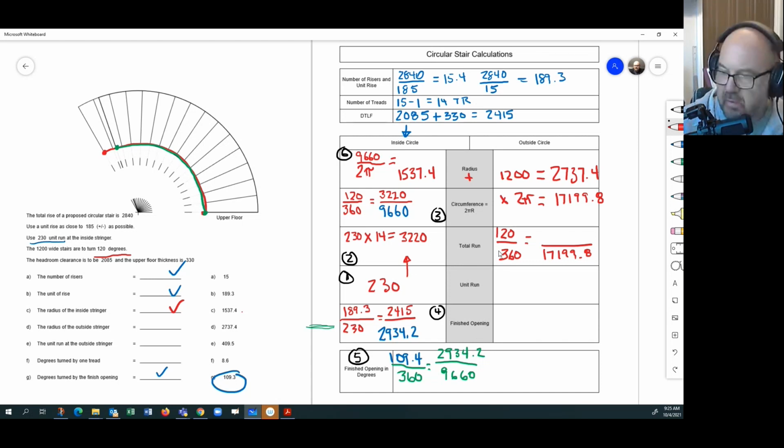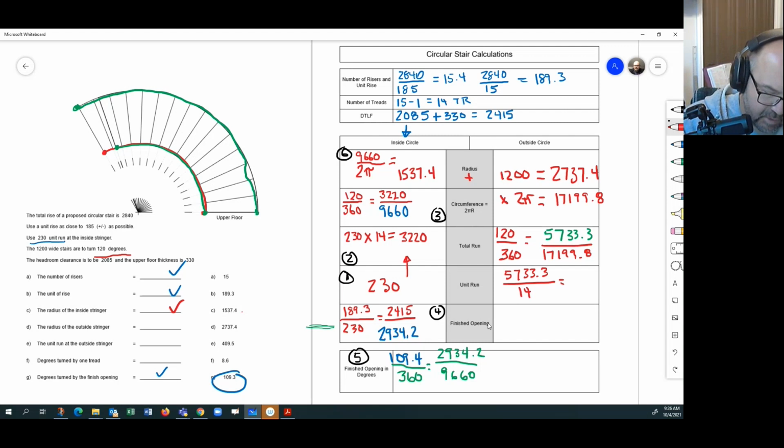It's 120 divided by 360 equals 5733.3. Change color because that's important to all of us. 5733.3, I guess, is the total run. That's the outside. All the way around like that. Total run. Now the unit run is going to be 5733.3 divided by number of treads. That is 14. Divided by 14, 409.5.